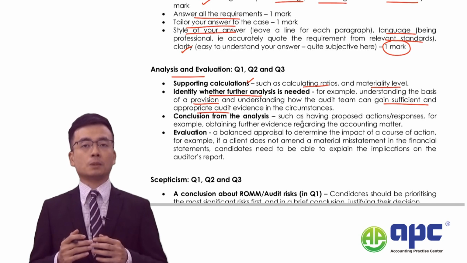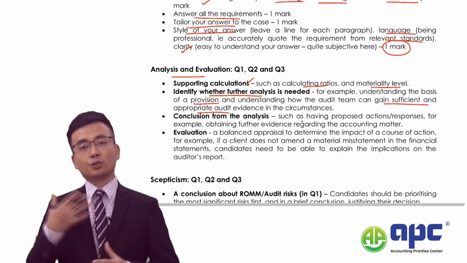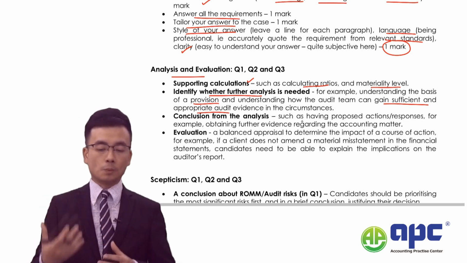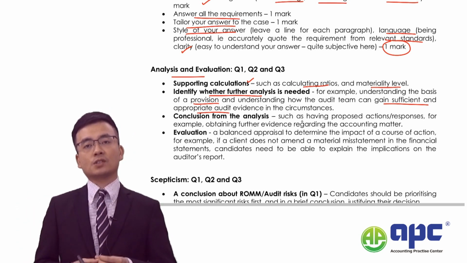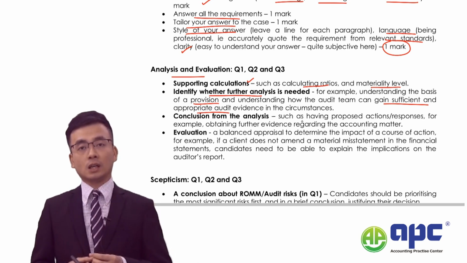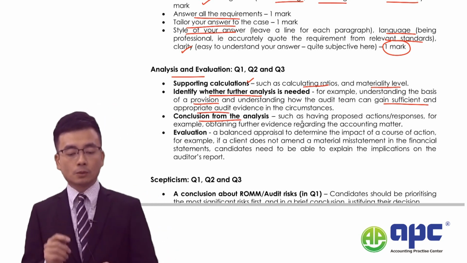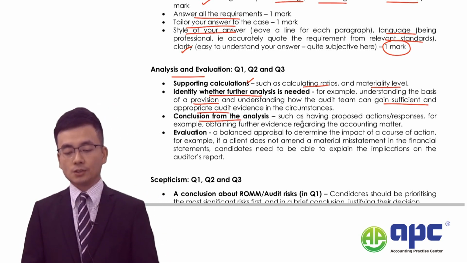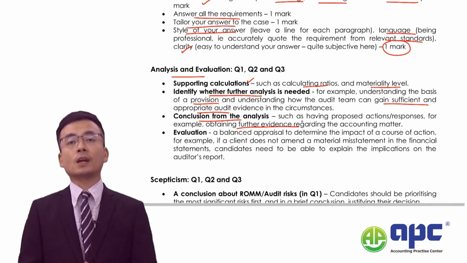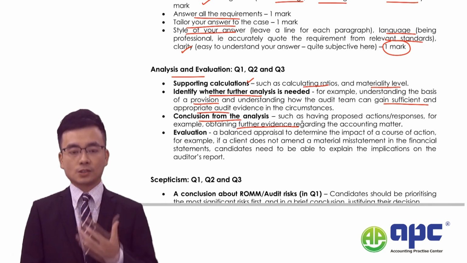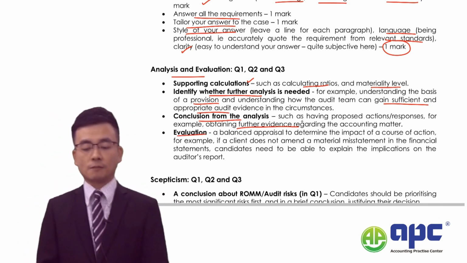The examiner may give you a verb called analyze the situation or evaluate the situation or comment on it, but making sure you build analysis, you put your analysis skill in there and making sure that looks better. And also you are able to make a conclusion from the analysis. So for example, you need to obtain further evidence regarding the potential IFRS issue, and that's important as well. And you also need to demonstrate that you've got abilities to evaluate things.